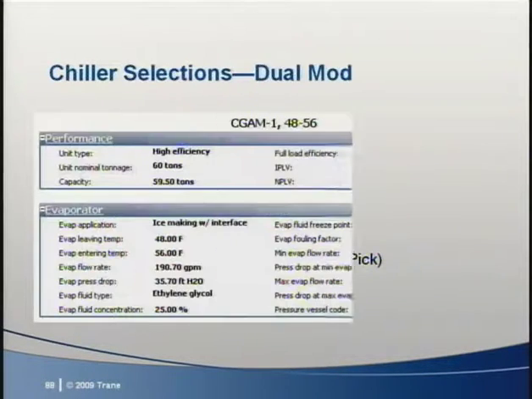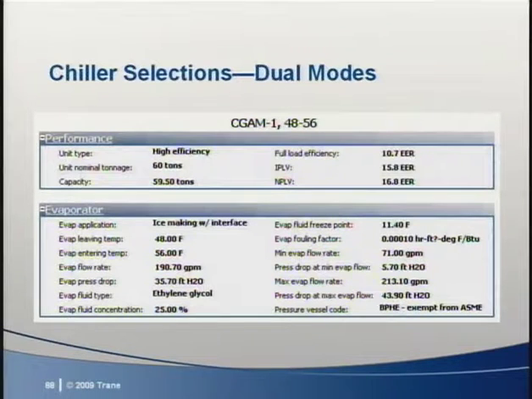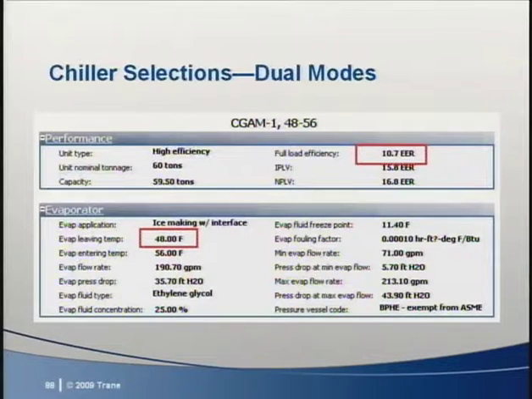Here is our 60-ton chiller during discharge plus cool mode. We've got a 10.7 EER and we're making 48-degree water, which is halfway from 40 to 56. For modeling purposes, we don't need the part load value because this is handled with the unloading curves in Trace.